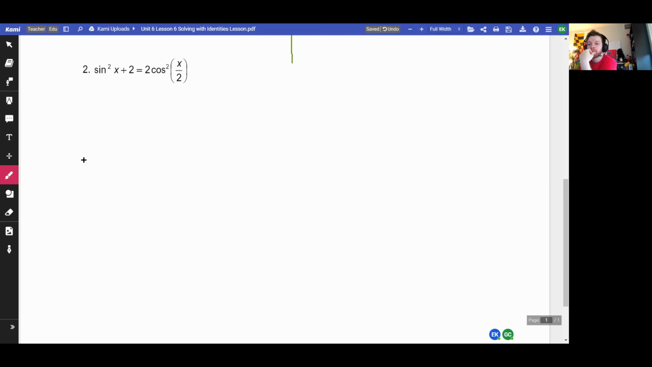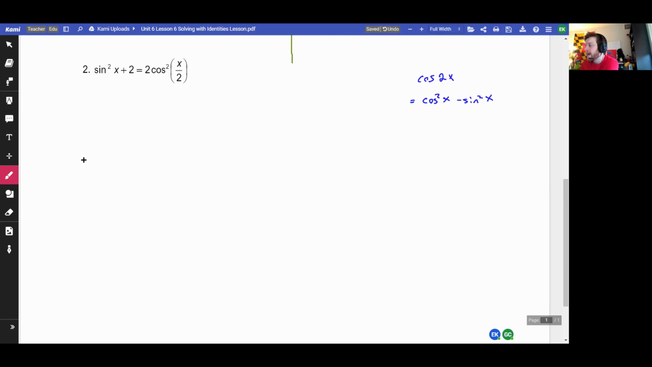We want to use our half angle formula. I don't want to try to remember the half angle formula, so let's rederive it real quick. Cosine squared x over 2. So cosine 2x is equal to cosine squared x minus sine squared x. We just did that problem.